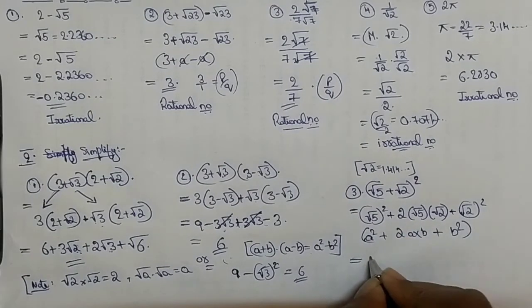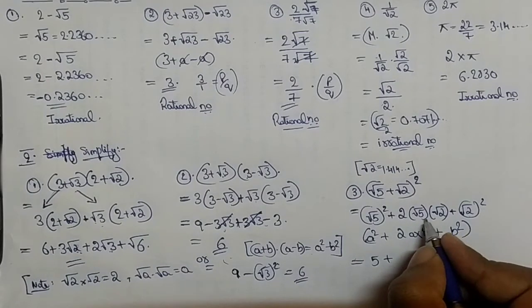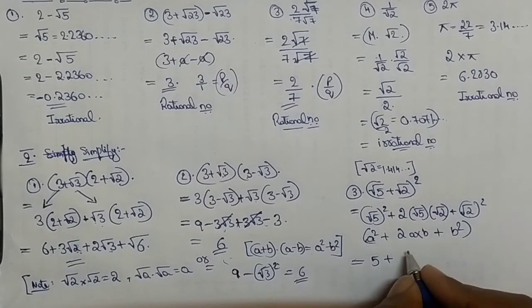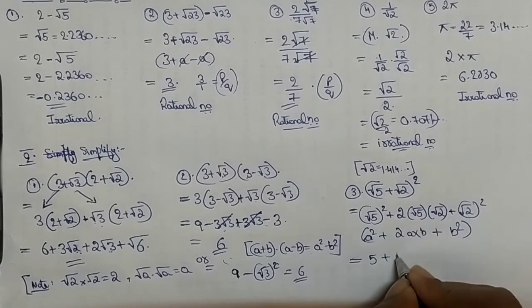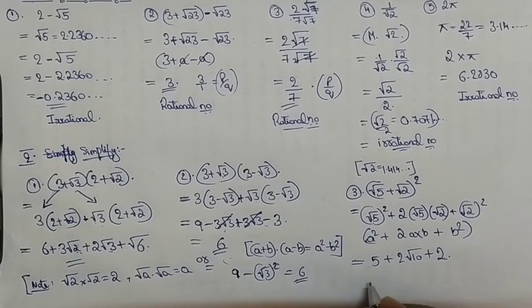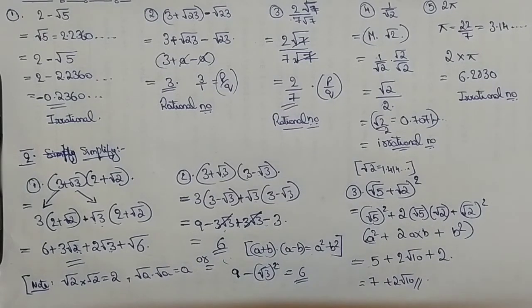The first term gives 5 plus, here there are different terms but we can multiply because there is no sign between. 5 2s are 10 and 2 times root 10 is the second term, plus square and square root cancels, going to be 10. 7 plus 2 times root 10 is your answer.